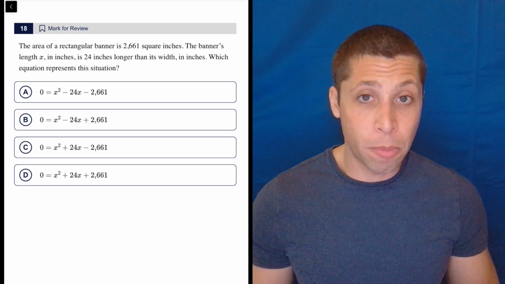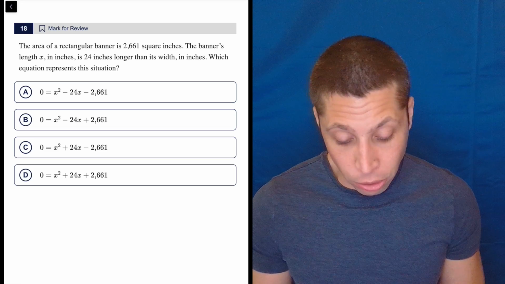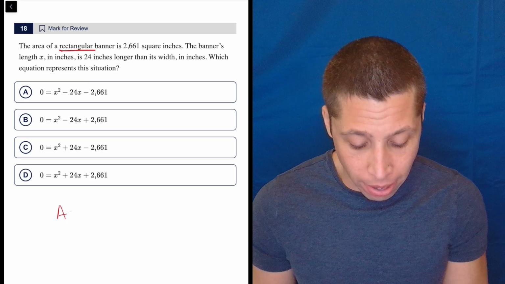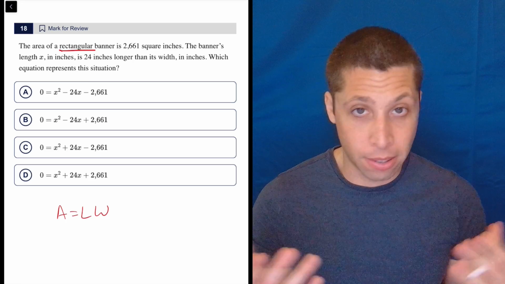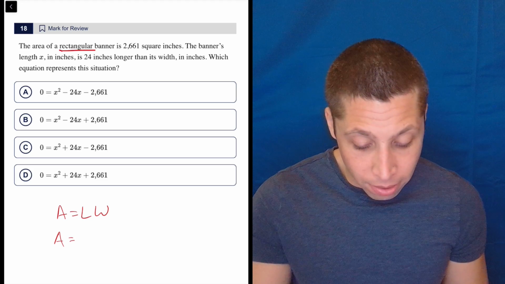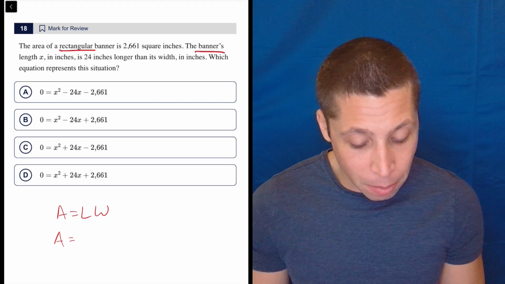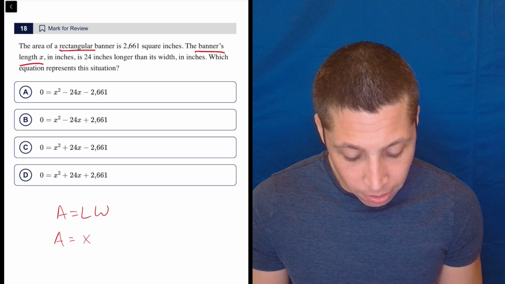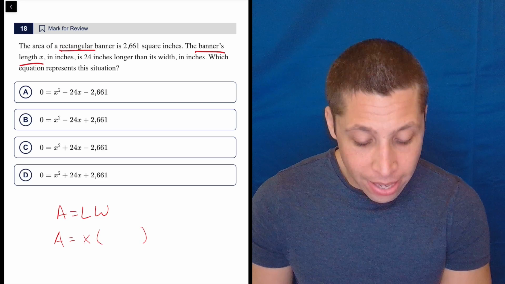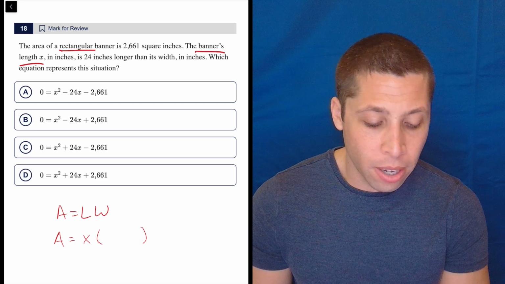So start by just building it the way you want to build it. We are talking about a rectangular banner. We could look at the reference chart, but we should know that area is length times width. So that's done. So what is the length? Well, you've got to be really careful here. They tell us that the banner's length is x. Okay, so what's the width? The length is 24 inches longer than the width.